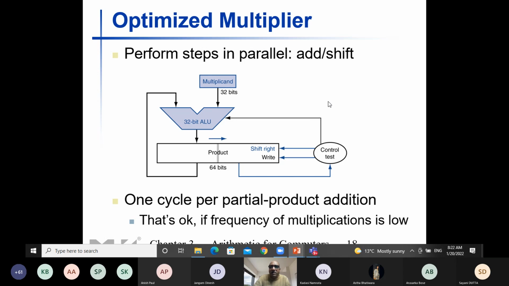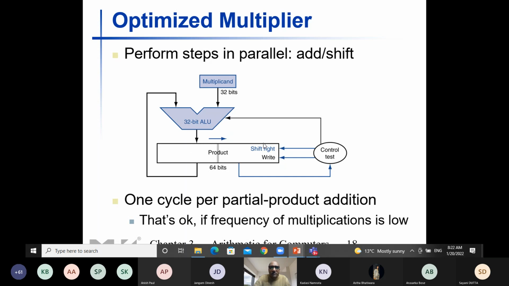The multiplier need not have a separate register, because initially you have a 64-bit product register. In that you can initially place all zeros, but since it is a 32-bit addition, we have to use only these 32 bits, right?